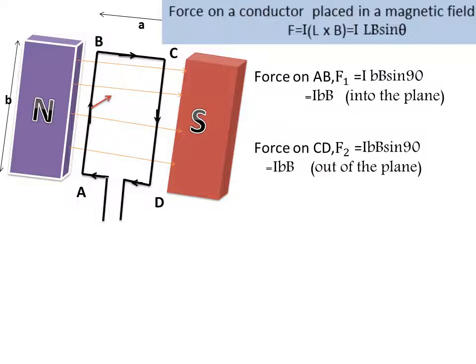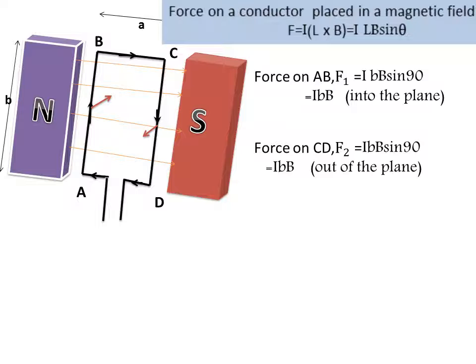Again we can use Fleming's left hand rule to find the direction of F2. Put the forefinger in the direction of field, middle finger in the direction of current, that is downwards. Now the thumb is pointing out of the plane. So the direction of F2 is out of the plane.